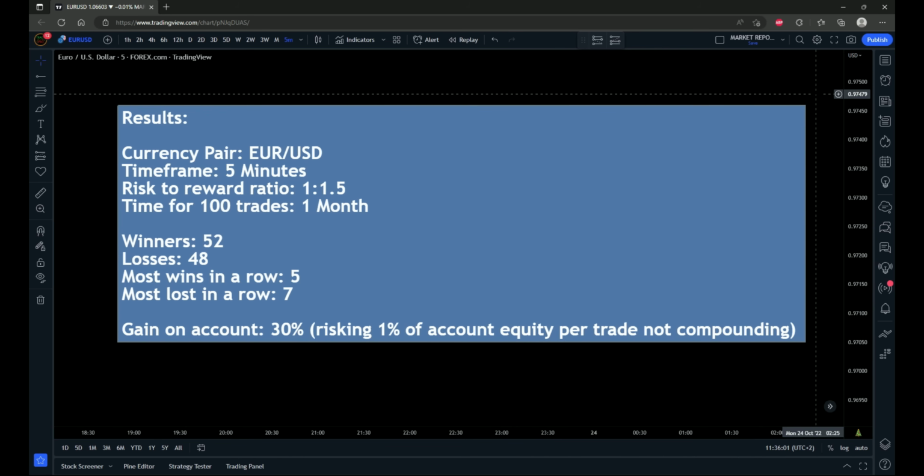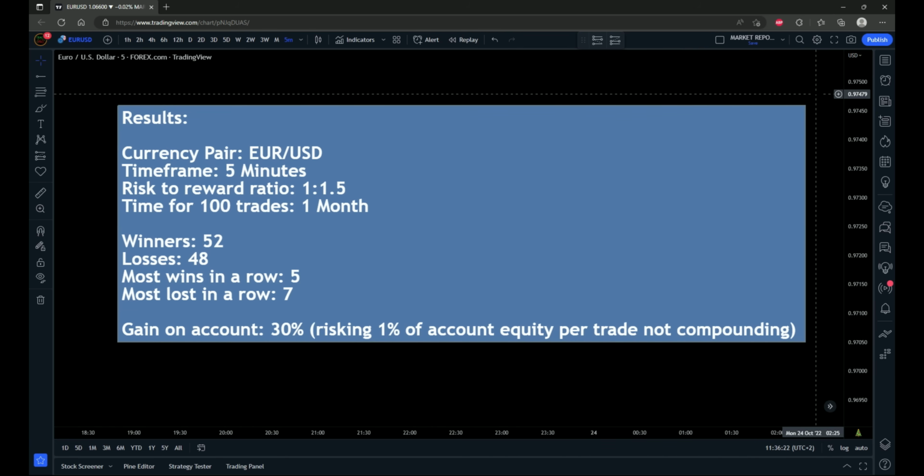All right, results are in after the 100 back-tested trades. This was tested on Euro against the US dollar on a 5-minute time frame using a 1 to 1.5 risk to reward ratio. It took 1 month of price data to find the 100 trades, so a relatively small amount of time. And out of those 100 trades, there were 52 winning trades and 48 losing trades.